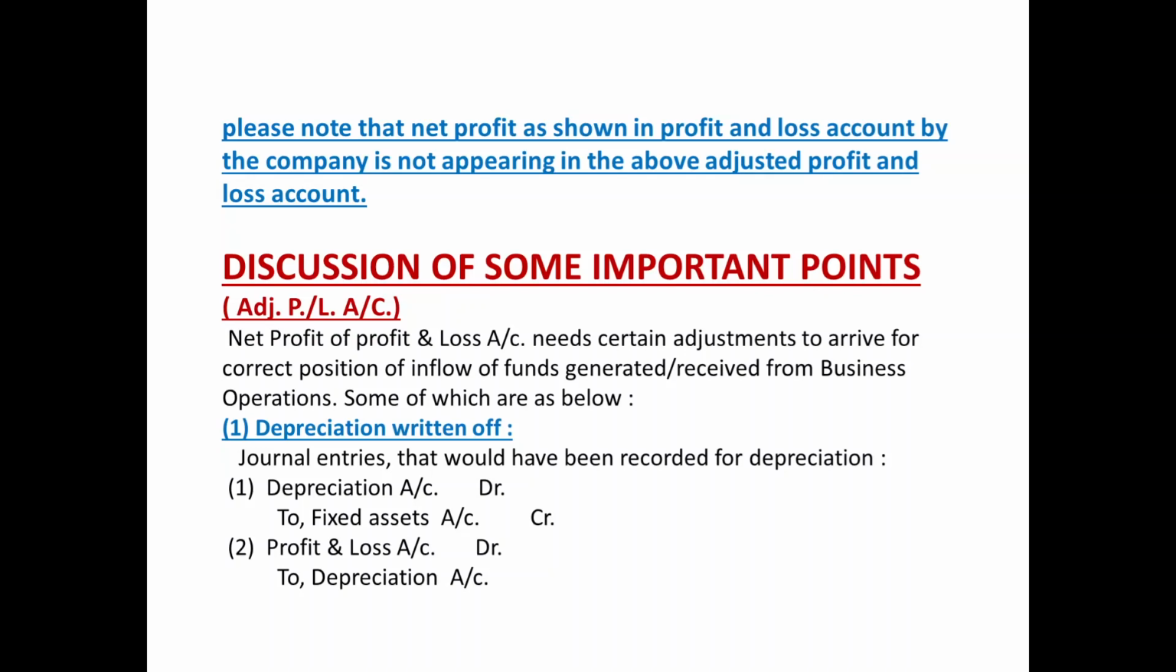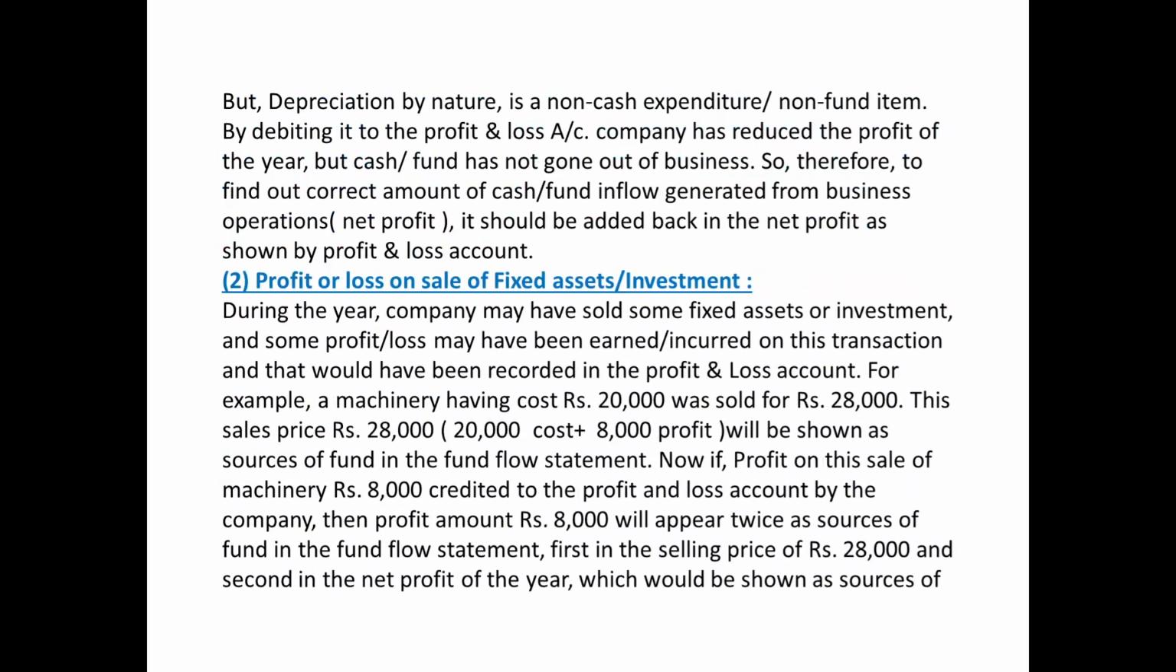And number two, at the end of the year, depreciation as an expenditure would be transferred and written off to the profit and loss account. The journal entry would be profit and loss account debit, depreciation account credit. So ultimately it looks like profit and loss account debit to fixed assets account credit. Now what is the nature of depreciation? By nature, it is a non-cash expenditure, a non-fund item.